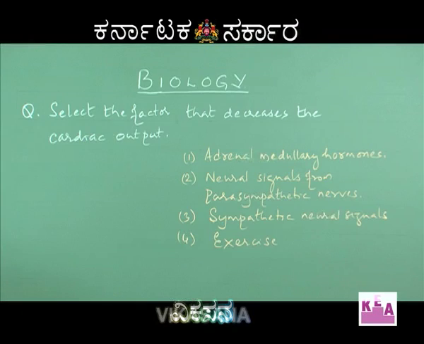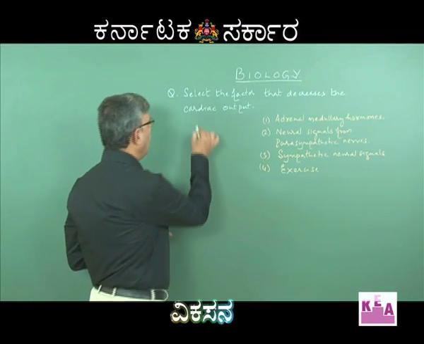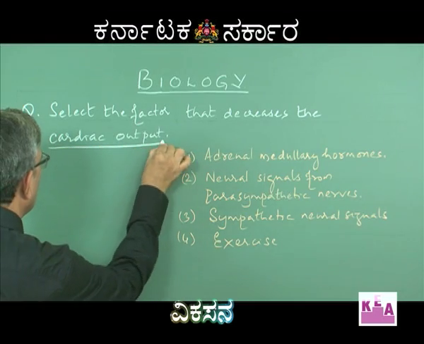The question is, select the factor that decreases the cardiac output. Direct, simple question. Options are, first one, adrenal medullary hormones. Option 2, neural signals from parasympathetic nerves. Option 3, sympathetic neural signals. Option 4, exercise. Dear friends, I hope all of you know what is cardiac output.